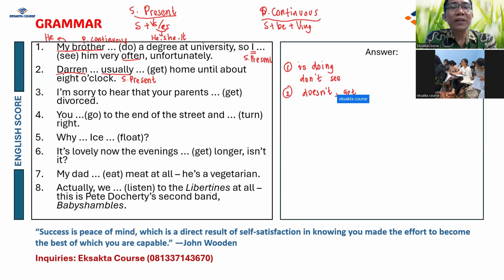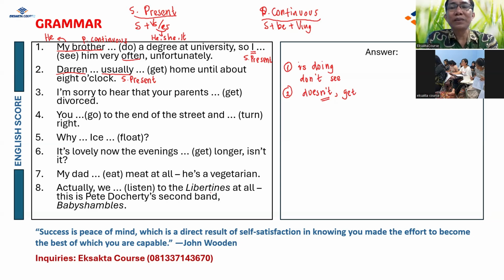For number two, because we use doesn't, we use get, verb one without s or es. Why? Because if we use does and doesn't, we may not use s or es on verb one, but directly verb one without s or es. Okay, don't forget about it.